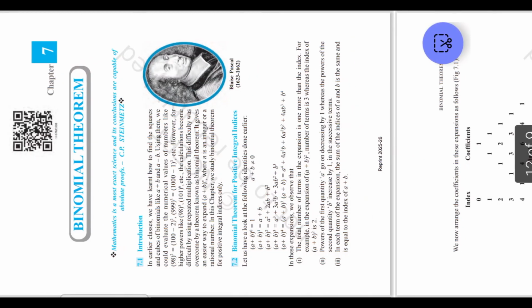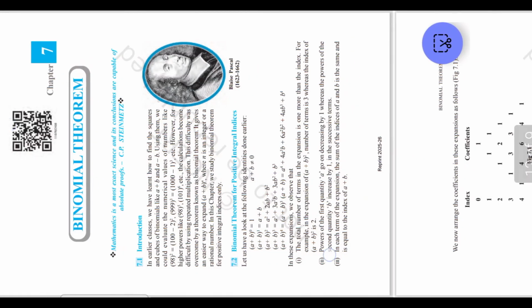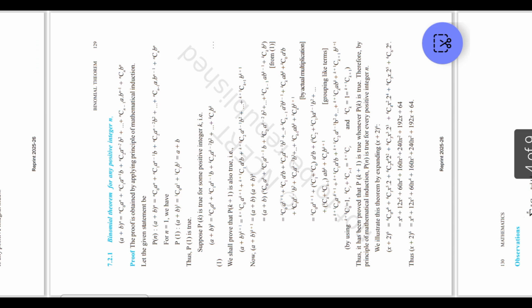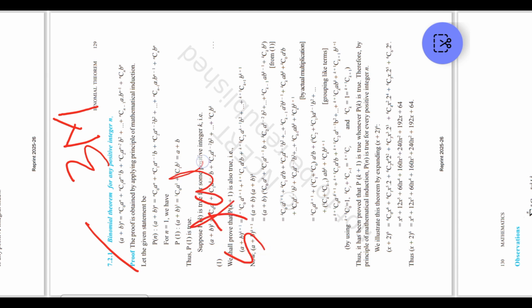Next, the 7th chapter is binomial theorem. In this chapter, I think 1 question for 2 marks and 1 question for 3 marks. Totally 5 marks. In this chapter, mainly important is state and prove binomial theorem for 3 marks. Sometimes only the statement is asked for 2 marks, but if state and prove is asked, you get 3 marks very easily. And work out state and prove binomial theorem, it is a 3 marks question.